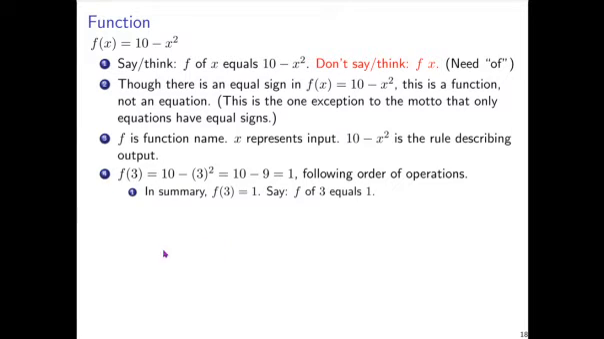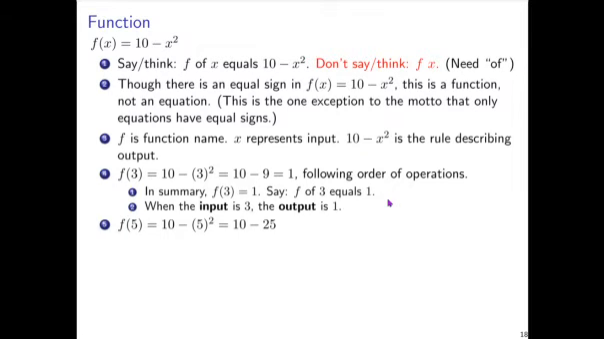In summary, now we showed all this work, which is helpful to see how this part, especially this 10 minus 3 squared, was connected to the 10 minus x squared up here. But in summary, sometimes this work gets in the way. So f of 3 equals 1. And that's how we say this. f of 3 equals 1. Let's put this in words. When the input is 3, the output is 1. f of 5 equals 10 minus 5 squared. That simplifies to 10 minus 25, which simplifies to negative 15.